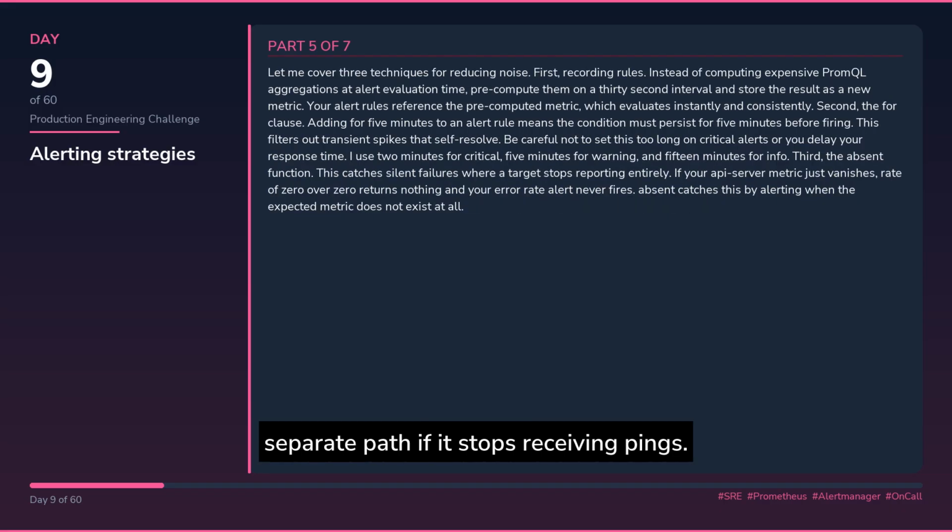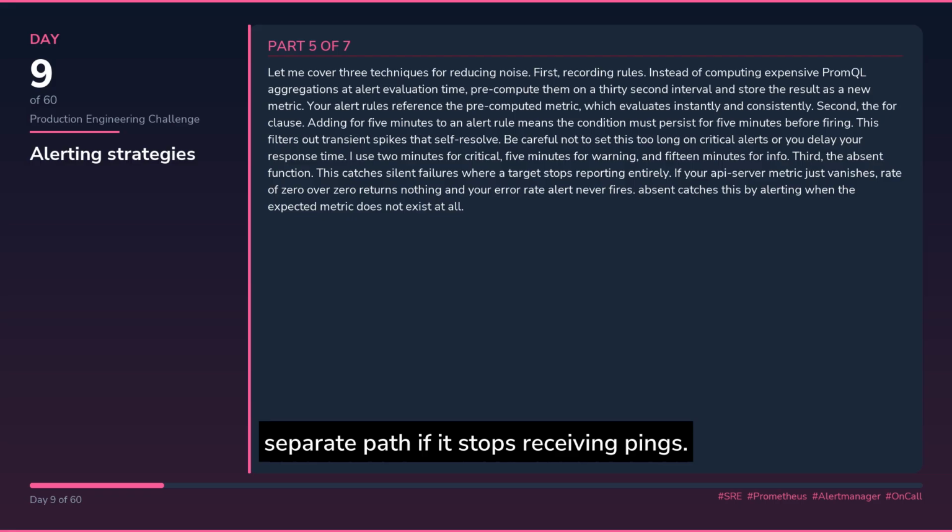Let me cover 3 techniques for reducing noise. First, recording rules. Instead of computing expensive PromQL aggregations at alert evaluation time, pre-compute them on a 30-second interval and store the result as a new metric. Your alert rules reference the pre-computed metric, which evaluates instantly and consistently.